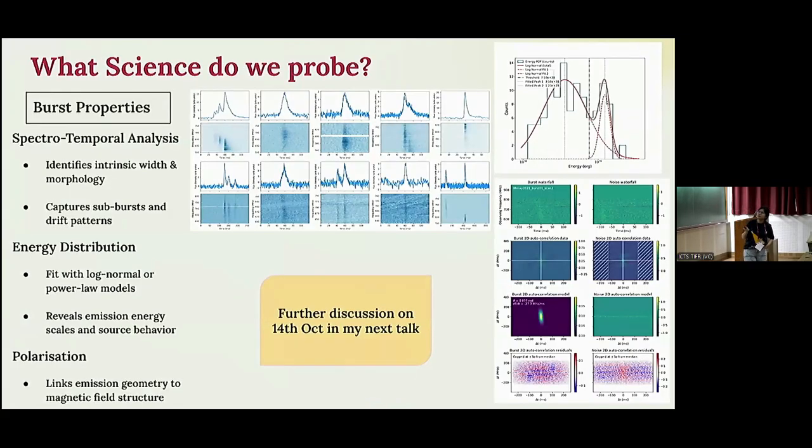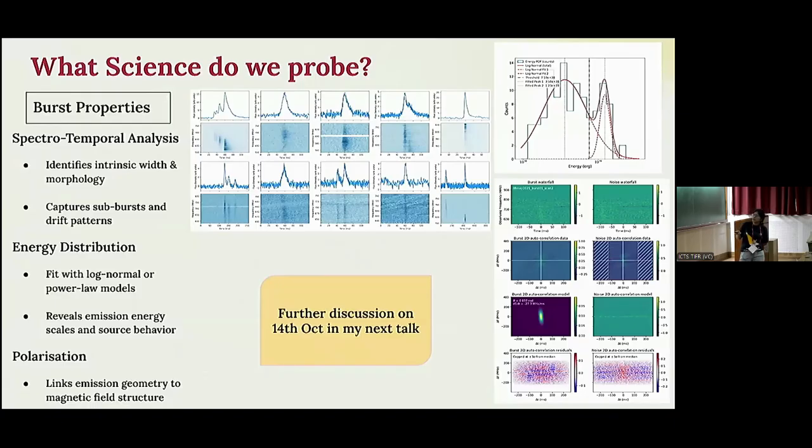Next, we have analyzed the data and fitted it. Now the question arises: what science can we expect from all this FRB study? The first aspect is burst properties. From burst properties, we see the spectro-temporal analysis. From that, we generate the dynamic spectrum and profile, which is just the frequency-integrated time profile. It gives us sub-bursts, as shown here, and it also gives us the drift rate. It also gives us the energy distribution like this.